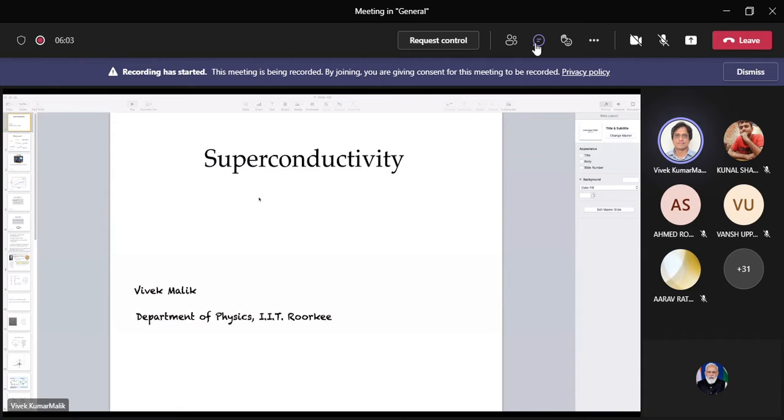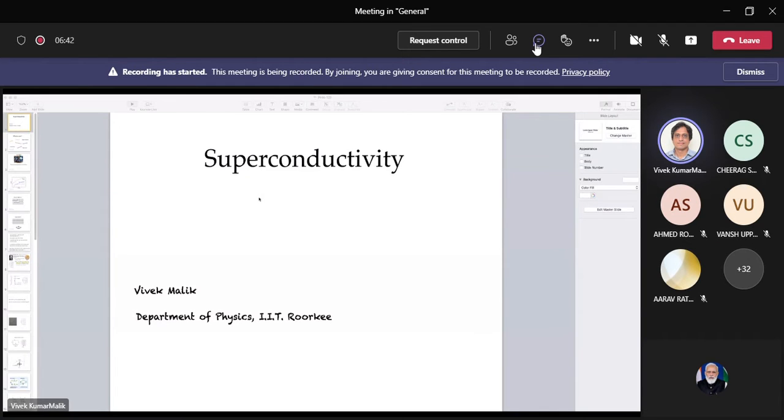In conductivity, what we mean here is the electrical conductivity, not the thermal conductivity. Usually all materials can be categorized into two or three categories based on their conductivity: one is metal, second semiconductor, and insulating materials.